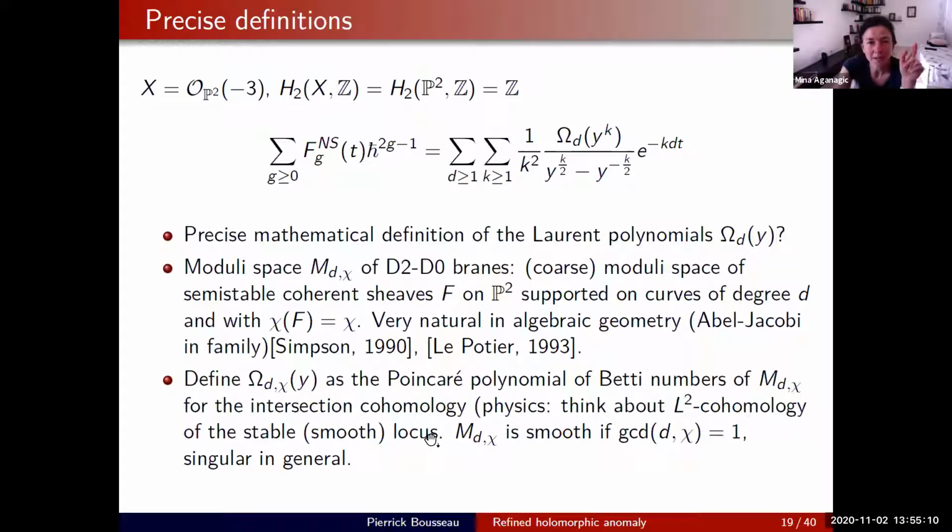Can you remind us what chi is? Yeah, and I will say more about chi in one moment. Chi is some kind of D0 charge. Geometrically, it's like the holomorphic Euler characteristic of your coherent sheaf. Or in a more concrete way, if you think about a line bundle on the degree d curve, it's like the degree of this line bundle.